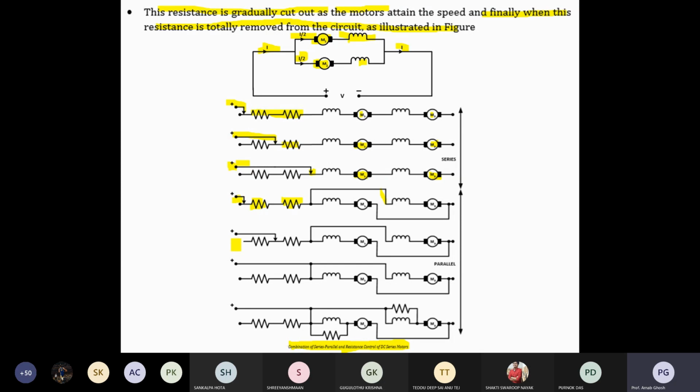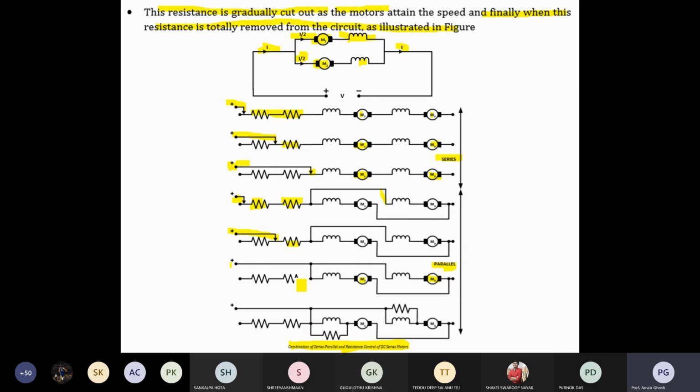Now change the slider terminal from here to here, so you can bypass one resistance, but one resistance is still in your system. The next stage is the series configuration. Now you can go for the parallel configuration. For that, you bypass both resistances to minimize the additional voltage drop across the two motors. If you connect here, the total voltage appears across both motors M1 and M2, and you are able to bypass all those resistances.